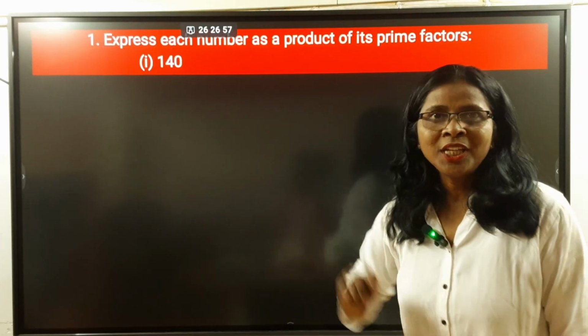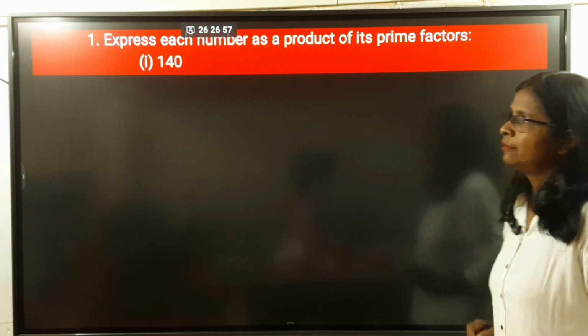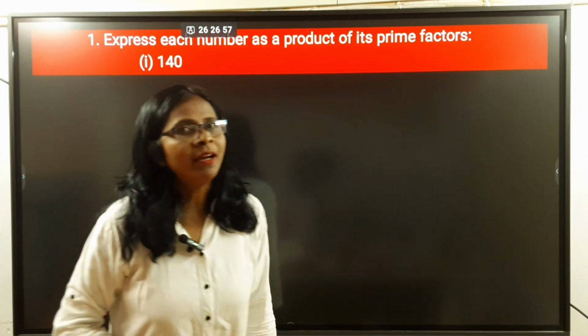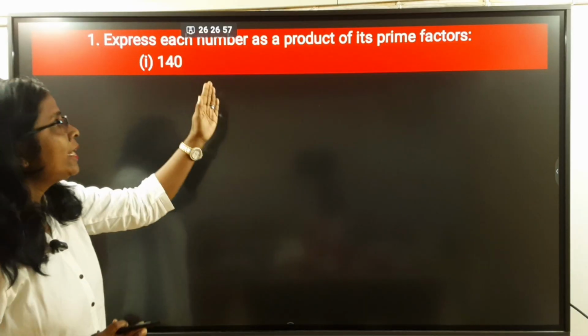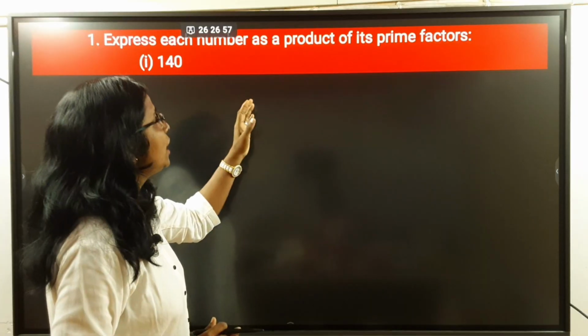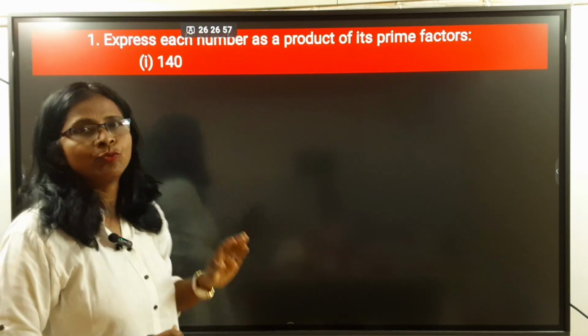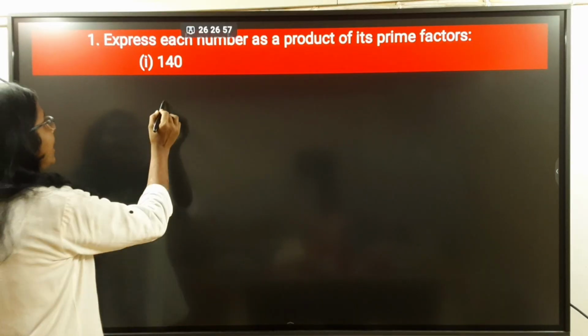Let us see the examples of exercise 1.1. The first question is: express each number as a product of its prime factors. The first example is 140. Students, you understand the instruction of this example: we have to factorize the given number. So let us factorize this number.